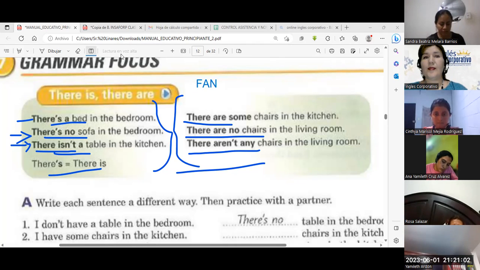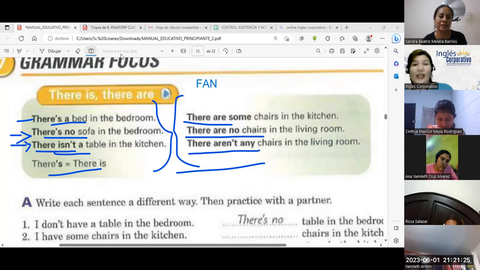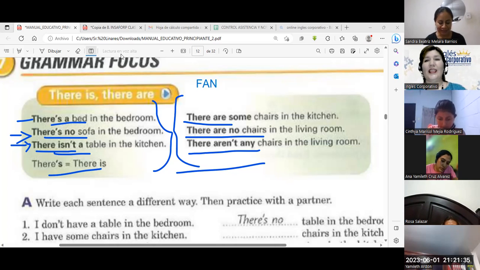There is a closet in the room. There is two beds in the bedroom. Decimos, there is two beds. Sí, two beds, there en plural. There is a dresser in the room. En el caso de las dos camas, plural, so you say there are two beds, right? Very good job. Let's go with Cynthia.